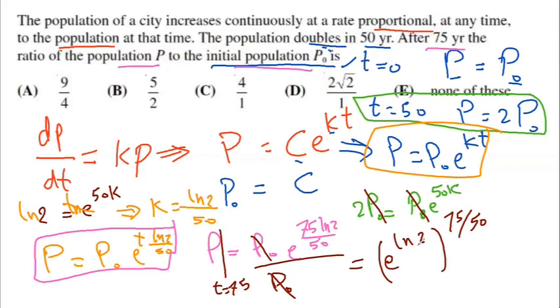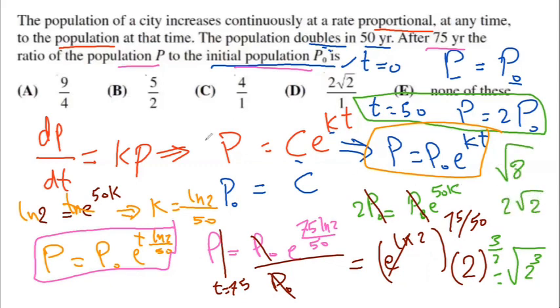Because you know that when we multiply the two powers together, we get back the same power. So we write it this way so that we can cancel e with ln. So what we have is 2 power 75 over 50, which cancels to 3 over 2. So what's 2 power 3 over 2? That's the square root of 2 cubed, which is the square root of 8, which is 2 root 2. Of course, over 1, because we're looking for a ratio. So that's option D.